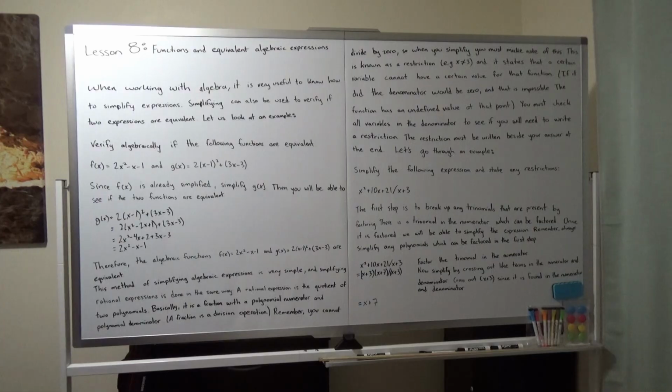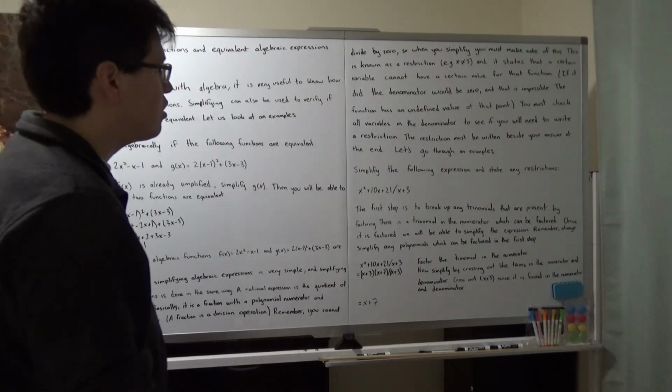The method of simplifying algebraic expressions is very simple, and we simplify rational expressions in the same way. A rational expression is the quotient of two polynomials. Basically, it is a fraction with a polynomial numerator and a polynomial denominator. Remember, a fraction is a division operation.